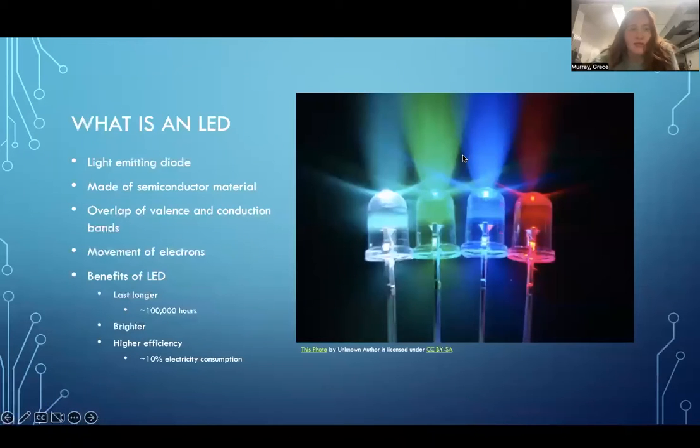For some background, what is an LED? An LED stands for light emitting diode. It's made of semiconductor materials and utilizes the movement of electrons and the overlap of valence and conduction bands to emit light. LEDs are commonly used because they last longer than incandescent light bulbs. They normally have about a 100,000 hour lifespan. They're brighter, and they only use about 10% of the electricity that an incandescent bulb would use.